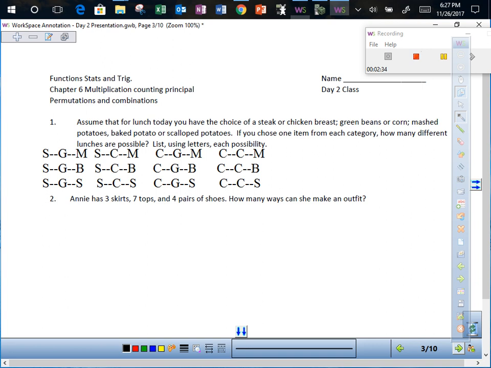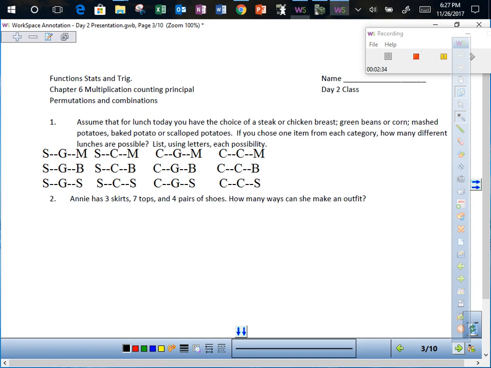Assume that for lunch today you have the choice of a steak or a chicken breast. It's a good lunch today. Green beans or corn. Mashed potatoes, baked potato, or scalloped potatoes. If you choose one item from each category, how many different lunches are possible? Now, some things we're going to assume. We're going to assume you're going to take one item from each category. You don't get 2. You're not going to pay for extra. You're not going to skimp on your vegetables. You're going to take one item from each.